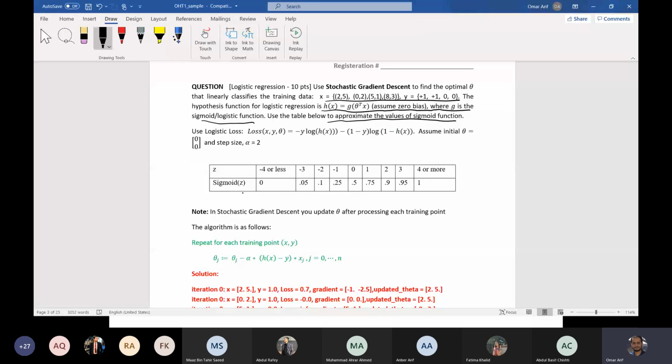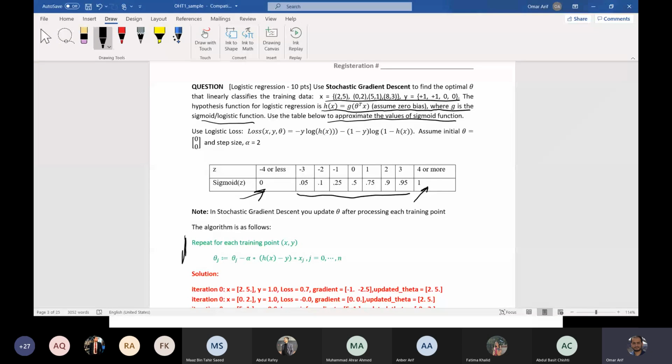This is the table to show the approximate values of the sigmoid function. For example, if the value of theta transpose x is less than -4, you say it is 0. If it is greater than 4, you assume it is 1. Between -4 and 4, these are the values that you can use. Just approximate. For example, if you get -0.25, then just take one of these values. I'm just interested in the working. How do you approach this problem? How do you carry out the different steps?